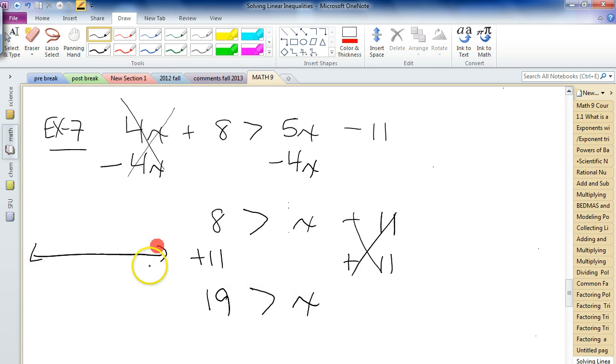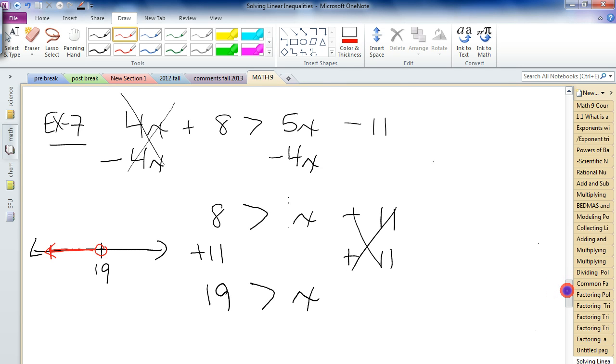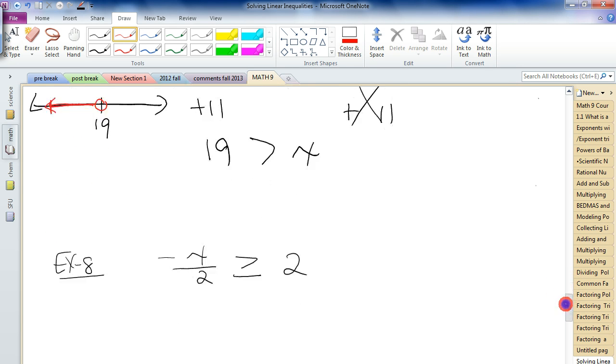You graph it. There's no equal sign there, so 19 gets the hollow dot. And x is less than. This inequality works for whenever the values are less than 19. Okay. And you would do the exact same check and figure it out.